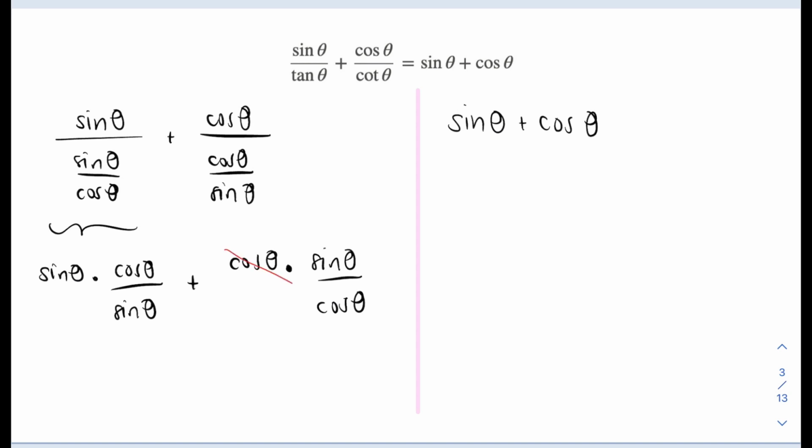And we will see in both of these, the denominator cancels, we have cosine of theta plus sine of theta, which is the same thing as sine of theta plus cosine theta. And so this one is done.